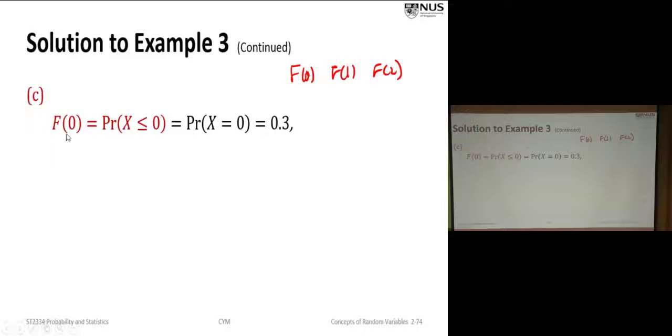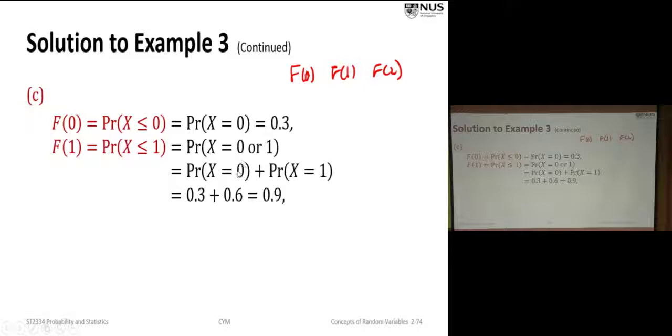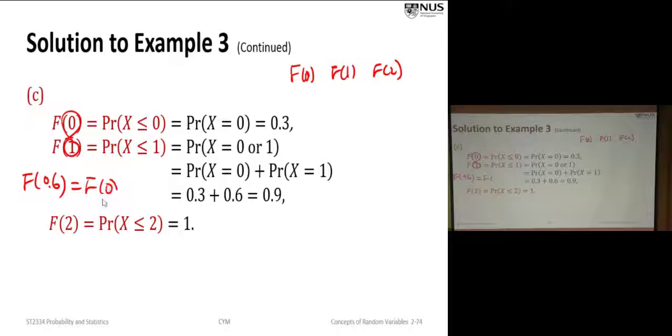All right, so in this case, capital F(0) is equal to 0.3. F(1), you have to add up x equals 0 and x equals 1, so it's 0.9. And F(2), x less than or equal to 2, so it's 1. All right? So we have these three values. Because it's discrete, any x value between 0 and 1, for example 0.6, should equal F(0), which means that it is 0.3. All right? So F(0.99) is also equal to F(0), so it's equal to 0.3.